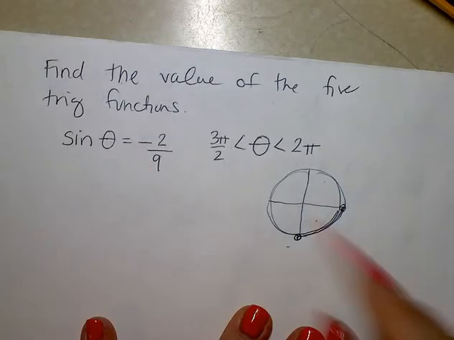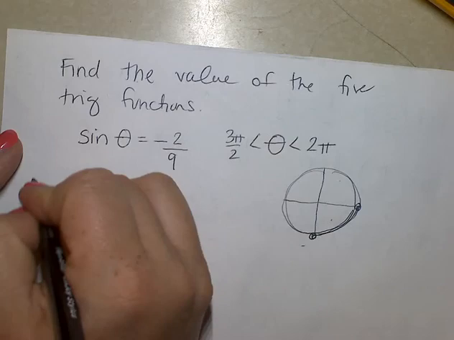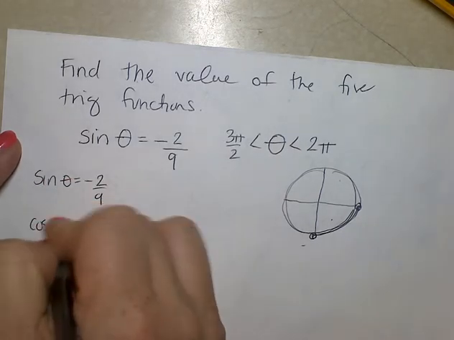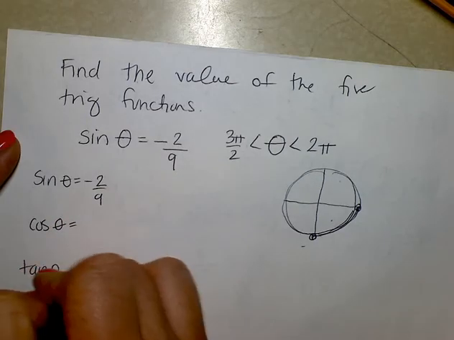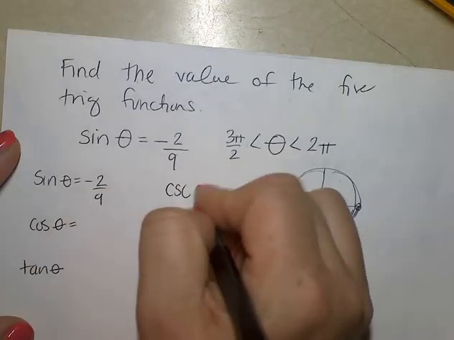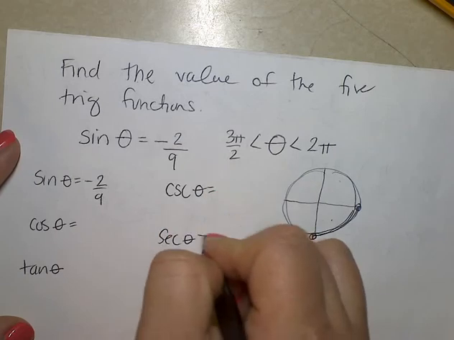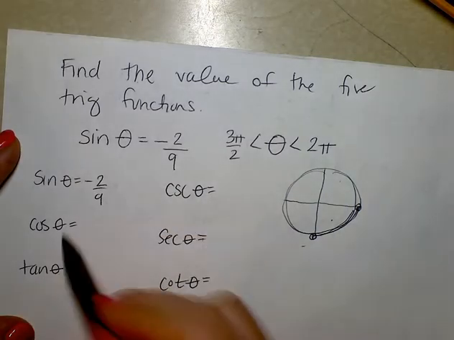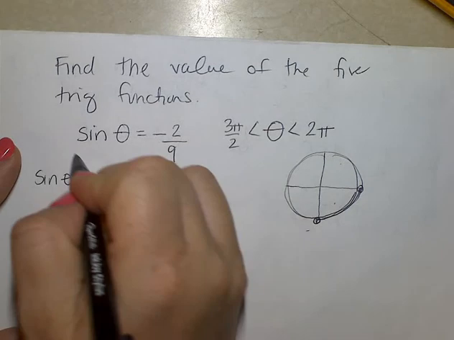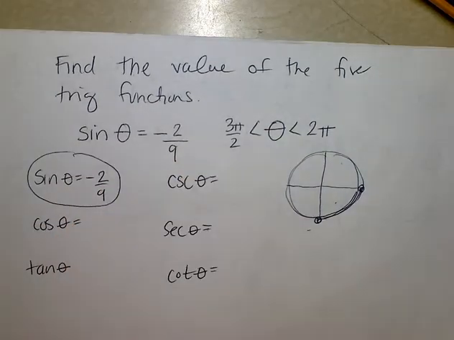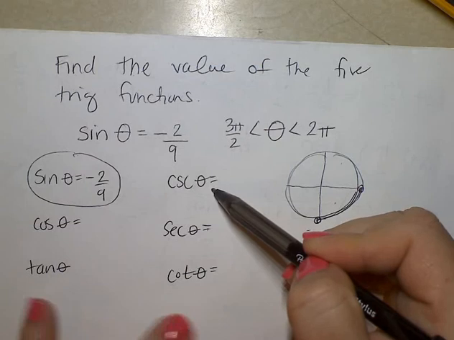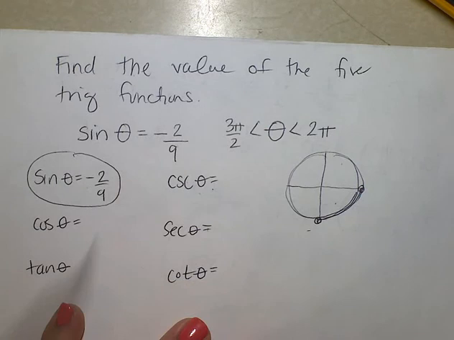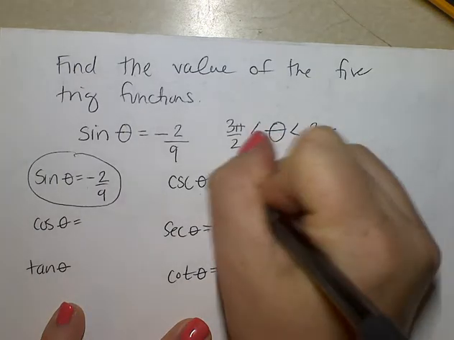Now we need to come up with the 5 remaining trig functions. So let's write this down. Sine equals negative 2/9, cosine, tangent, cosecant, secant, and cotangent. So I need these 5 remaining items. Each time I get it, I'm going to circle it so I know it's done. So I'm given this one. I already have it. By the way, this is the easiest one to find. And the reason is, what are these two? They're just reciprocals. What is the reciprocal of negative 2/9? Negative 9 over 2. Done.